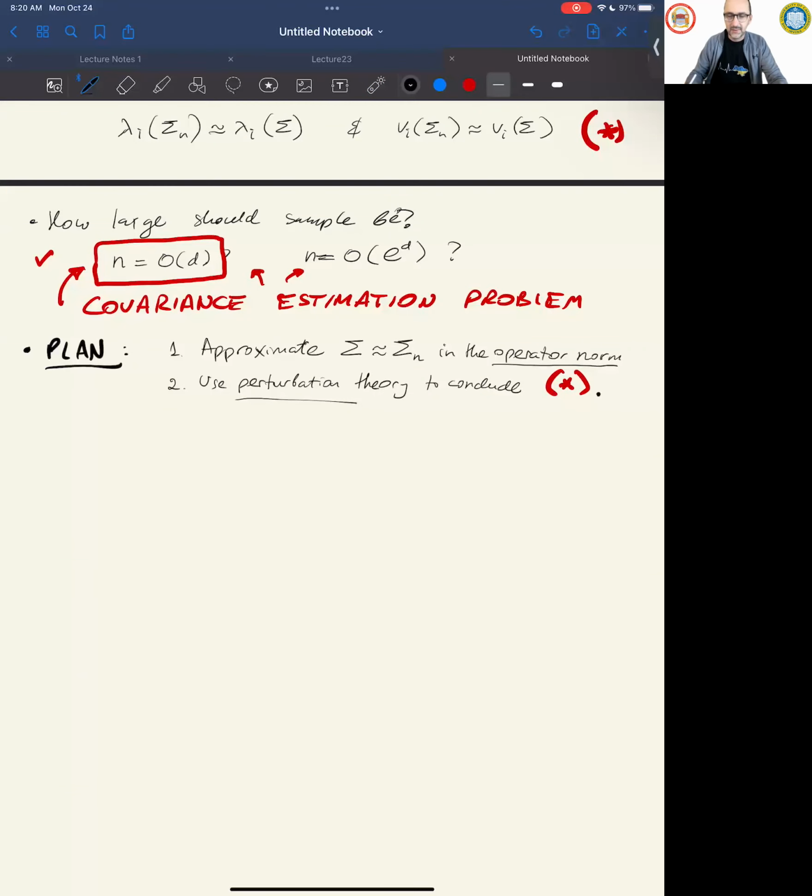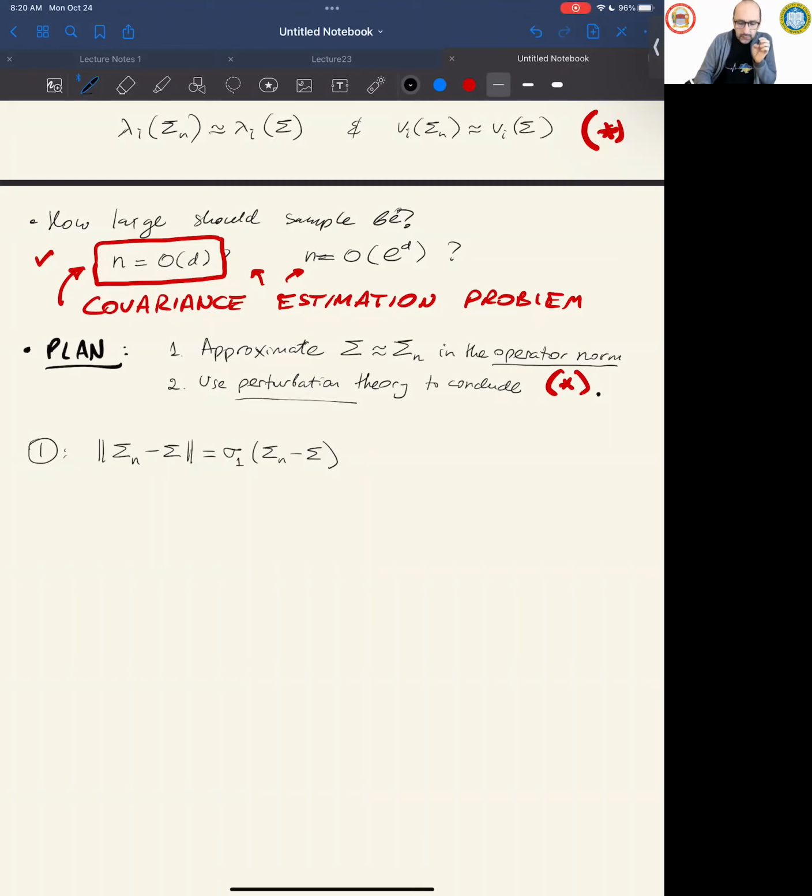Good. Okay, let's try to do this and see if it's easy or not. All right, so how do we do this? How do we do step one? We need the norm of sigma n minus sigma, and that is the operator norm. The way the operator norm is defined is just the first singular value of sigma n minus sigma, the top singular value, the maximum one.